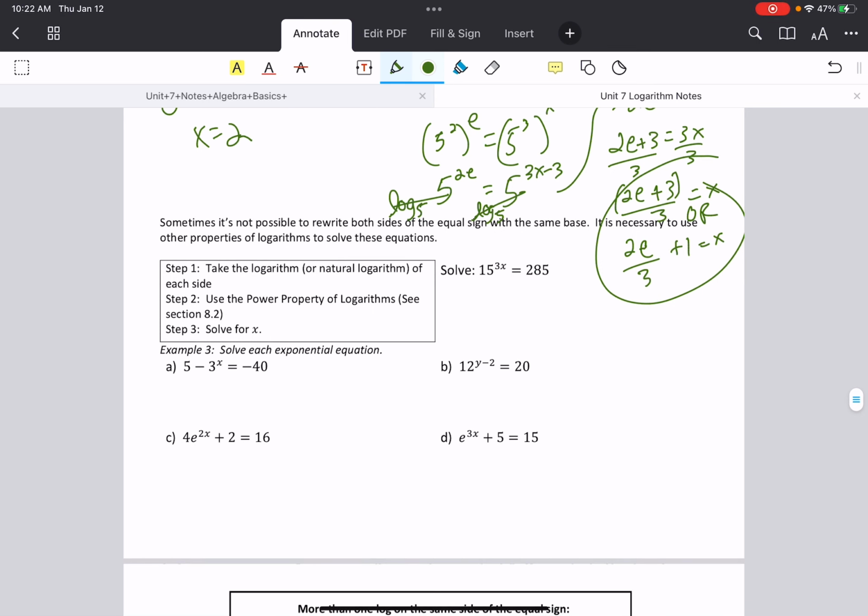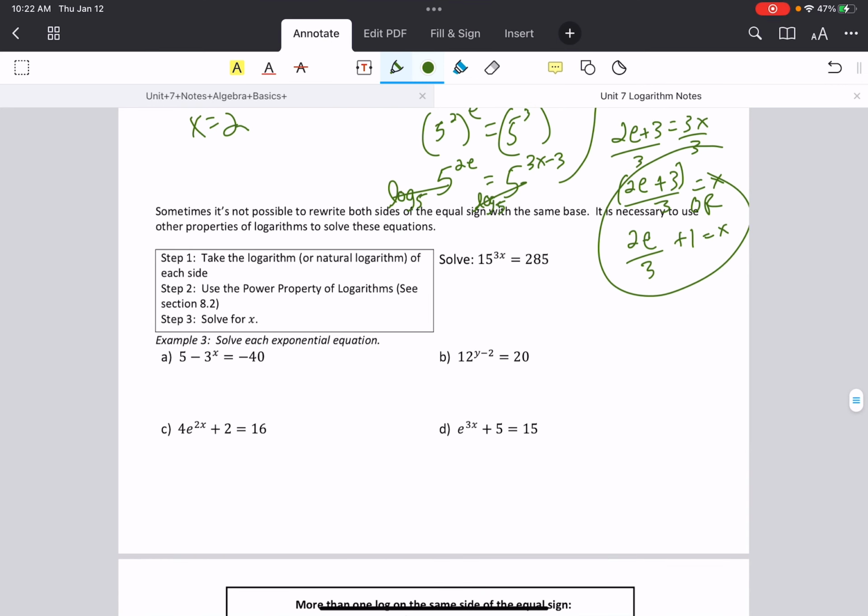Okay? Can someone do 5 squared for me on their calculator? 25. Oh, no, that's correct. I meant 15 squared. 225. And what's 15 cubed? Something giant, right? It's 3,375. The point I'm trying to make is, can I rewrite 285 to be 15 to some exponent?